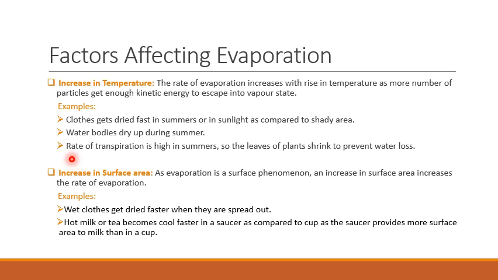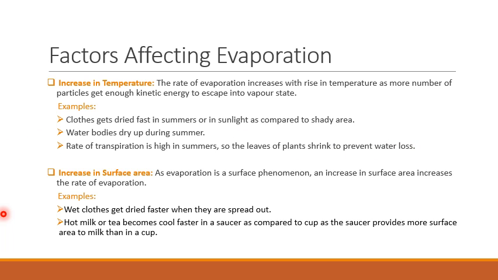Another example of an increase in temperature changing the rate of evaporation is that during summers the rate of transpiration in plants is high, and that's why the leaves of the plant shrink to prevent this water loss. So you must have seen during the summers the leaves get shrunk. This is to prevent the excess water loss due to increase in temperature.